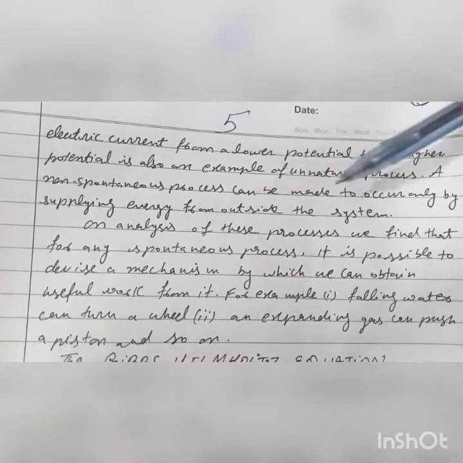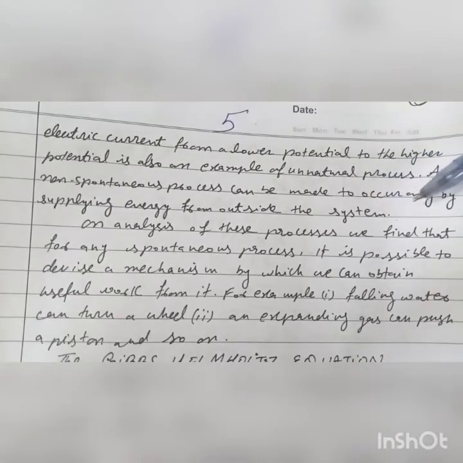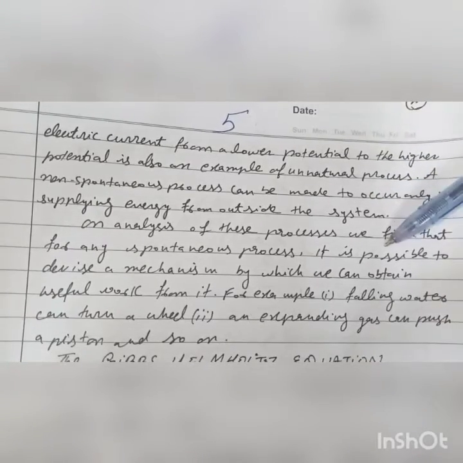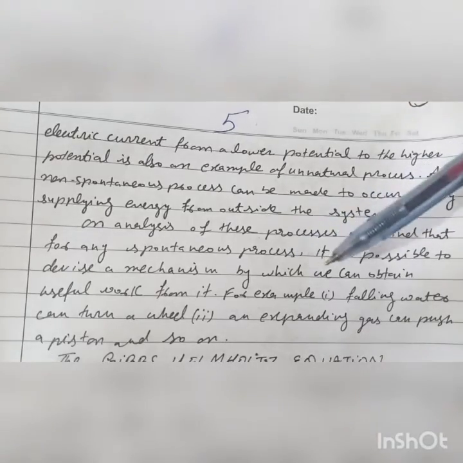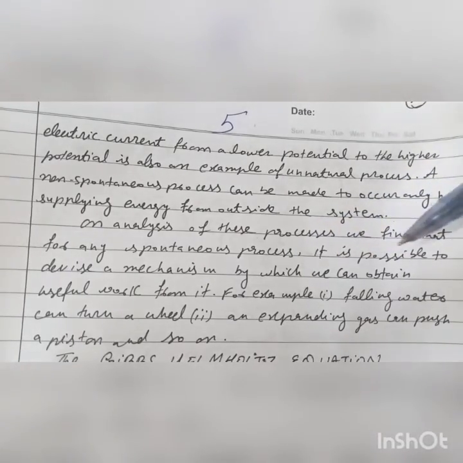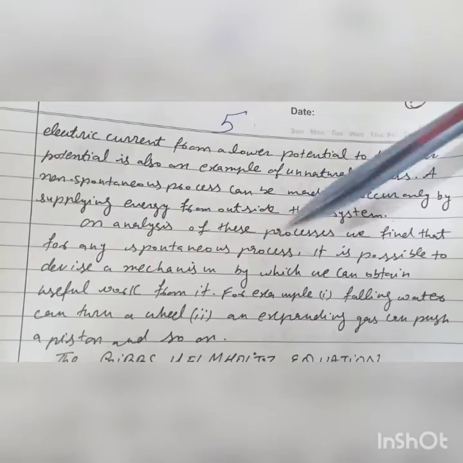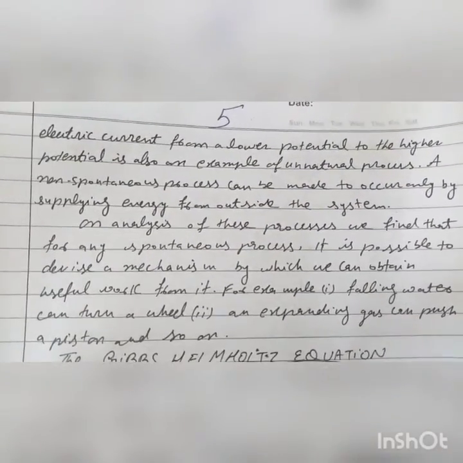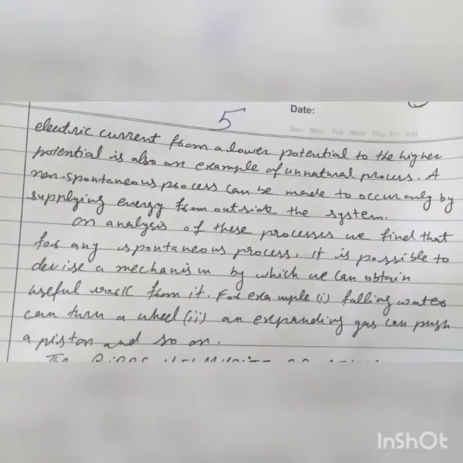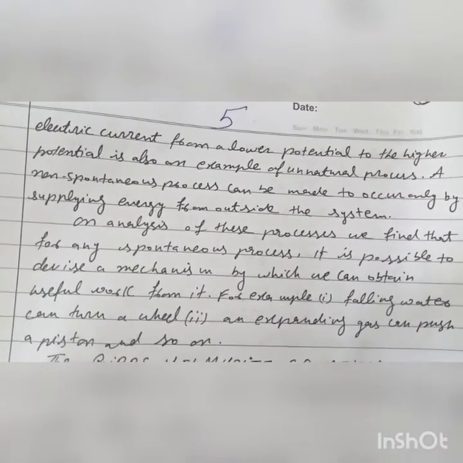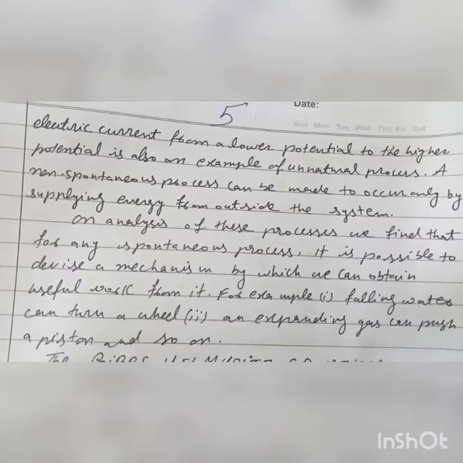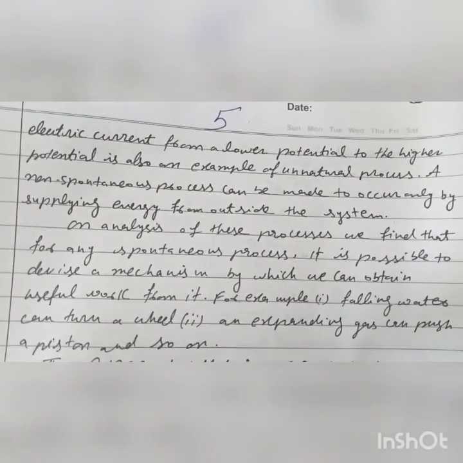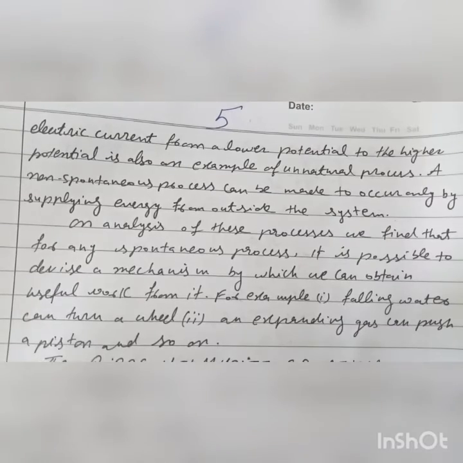Now analysis of these processes can determine, and it made possible to devise, a mechanism by which we can obtain useful work. For example, falling water can turn a wheel, and expanding gas can push a piston, and so on. This is all about reversible and irreversible processes, spontaneous and non-spontaneous processes.